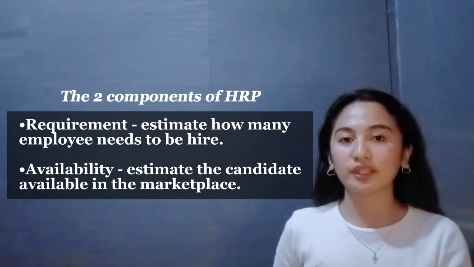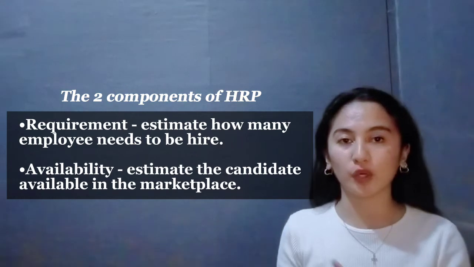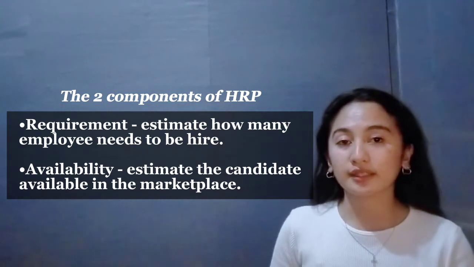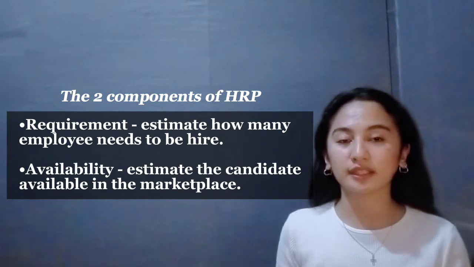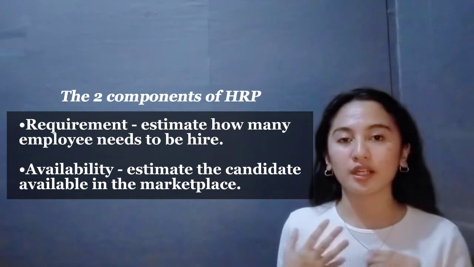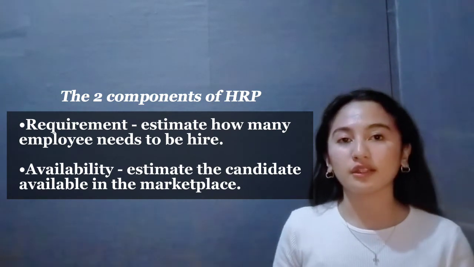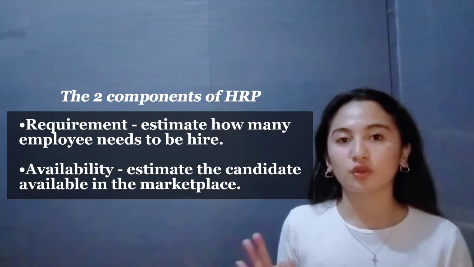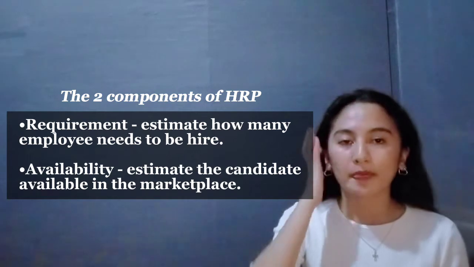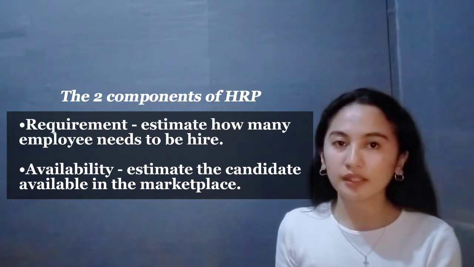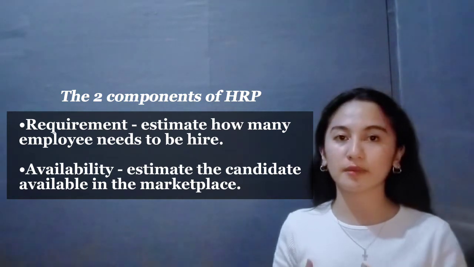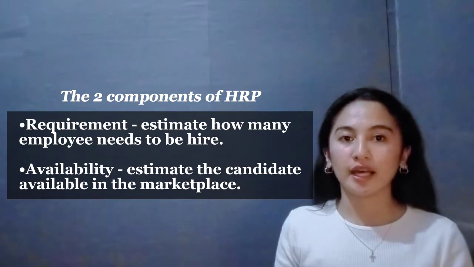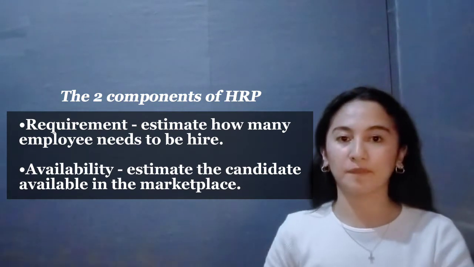Next, the two components of HRP, which are the requirements and availability. Requirement forecasting estimates how many employees need to be hired for the open position, and it also talks about the skills that need to be considered and where those new hires can be deployed. Next, availability forecasting estimates how many candidates are available in the marketplace and the possibility of hiring them.